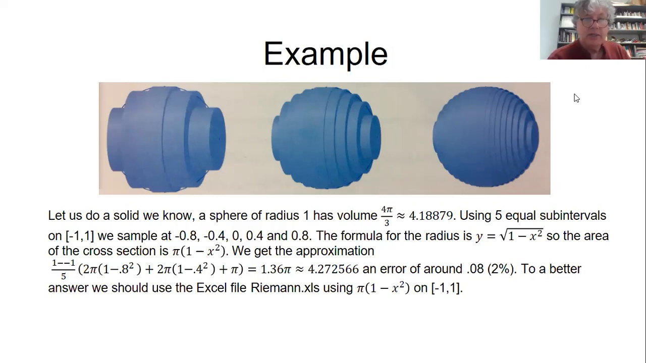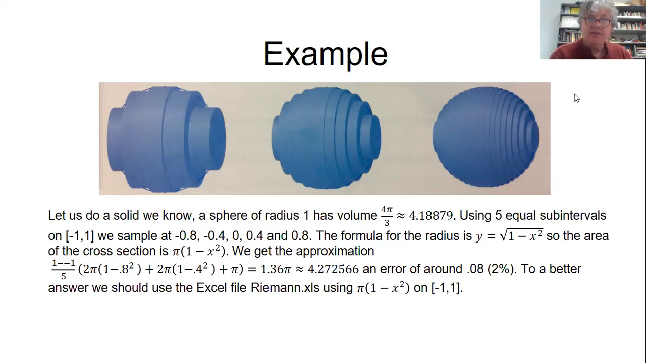And we want to have pi r squared. Minus 0.8 squared equals 0.8 squared, and minus 0.4 squared equals 0.4 squared, so that's why I've got those two. So I've got 2 pi times 1 minus 0.8 squared, plus 2 pi times 1 minus 0.4 squared, plus pi times 1 minus 0 squared. That is 1.36 pi. That's pretty close to 4/3 pi. It's only an error of around 2%.